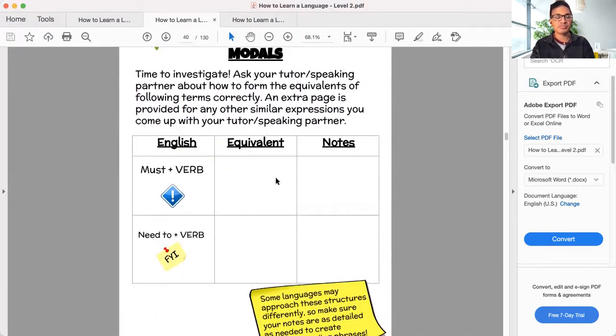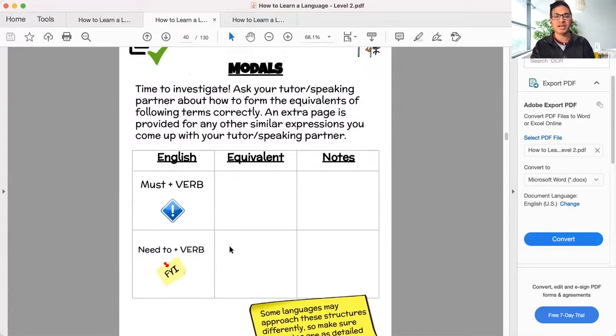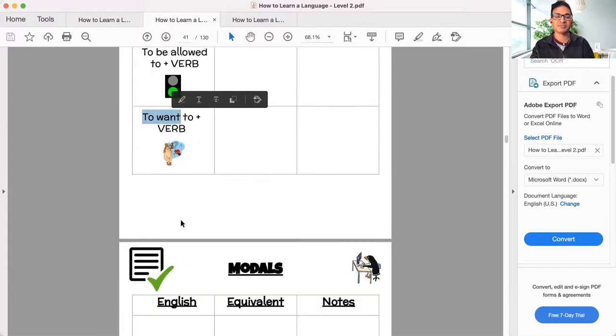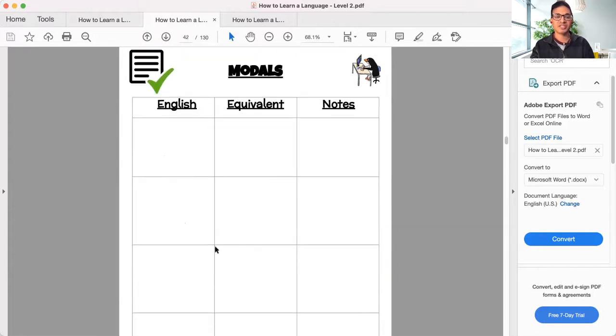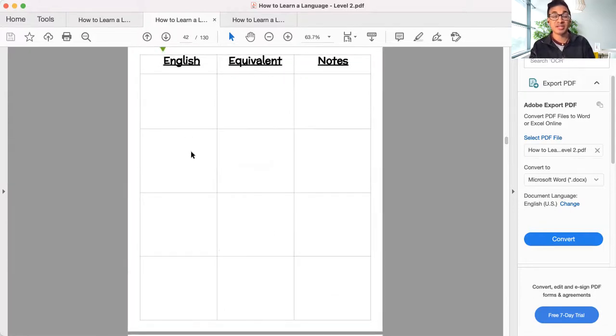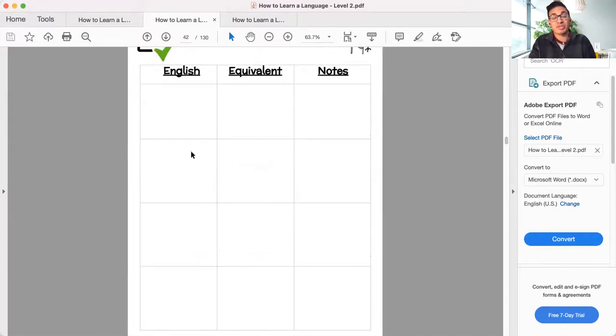So as usual, you guys have probably understood the pattern now. We have a little chart here you can fill out to basically translate must, need to, can, to be allowed to do something, or to want to do something. There's an extra page for those who purchase the workbook to add in any other modals that are relevant to the language you're learning or that you want to learn.